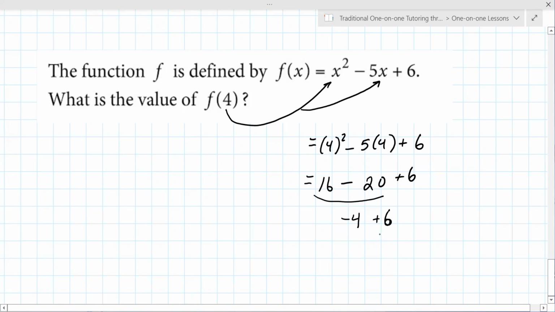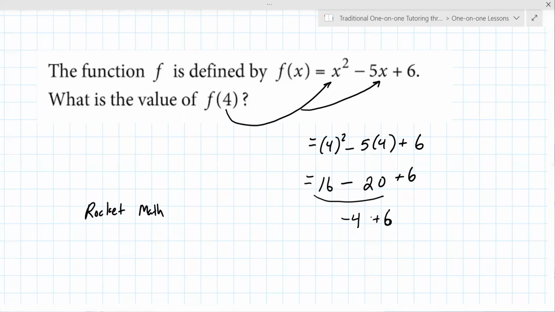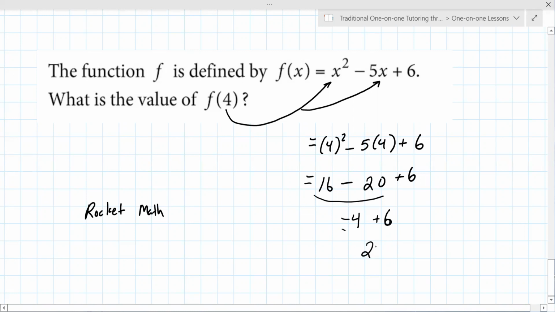Is it 10? No. So this is why I was recommending to your dad that you could do some rocket math. And the reason is, you have to be able to do this. This is something you should have learned 5 years ago, we'll say. And it's okay, you have time to figure this out, but no, the answer is 2. 6 is further from 0 than -4.